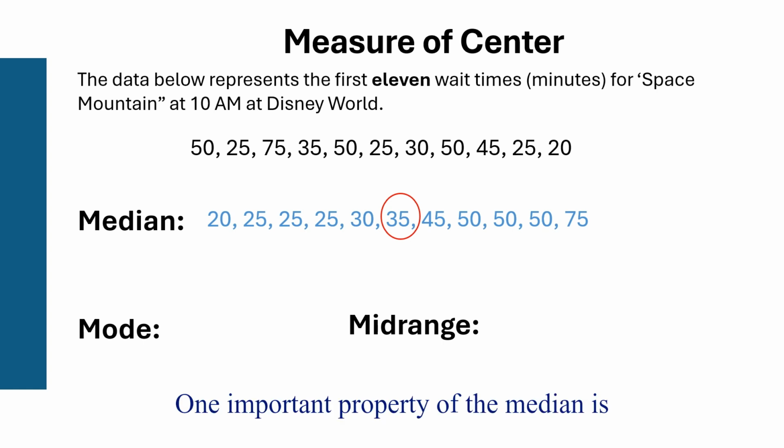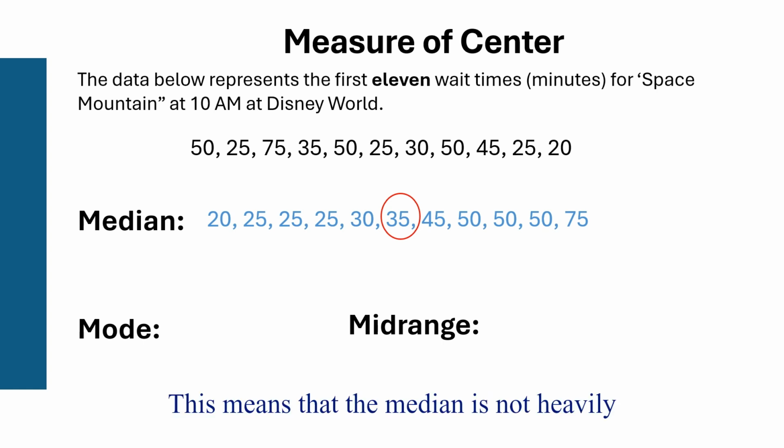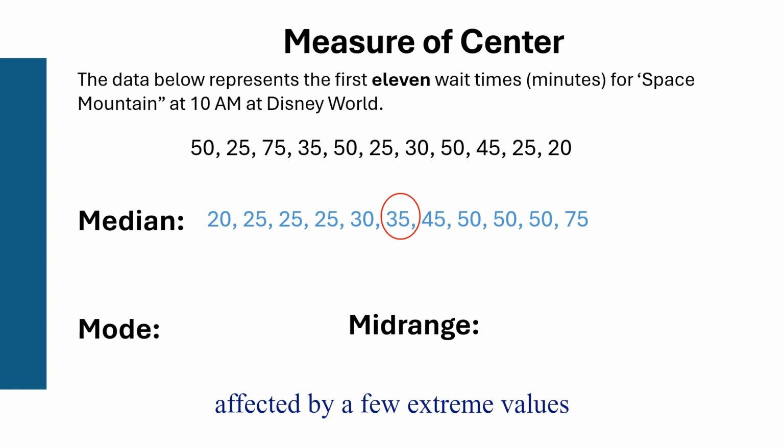One important property of the median is that it's resistant to outliers. This means that the median is not heavily affected by a few extreme values in the data set. On the other hand, one limitation of the median is that it does not directly use every single data value in the data set. The mode is the value or values that appear most frequently in a data set.